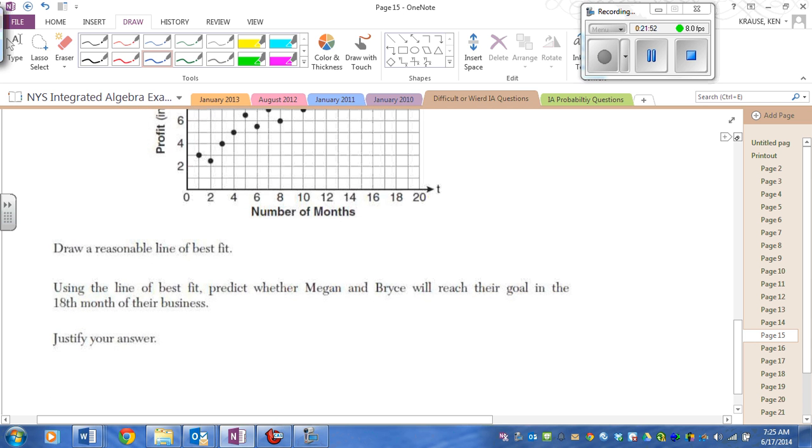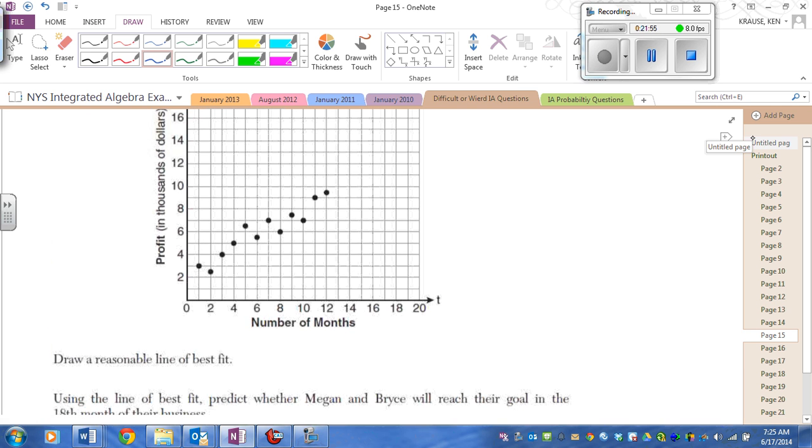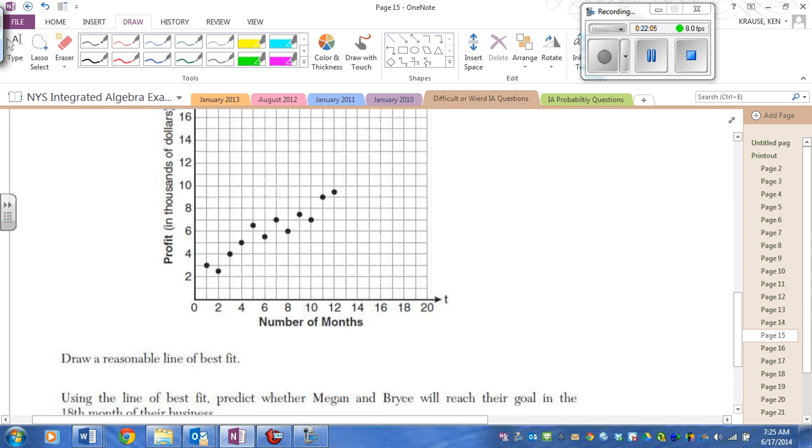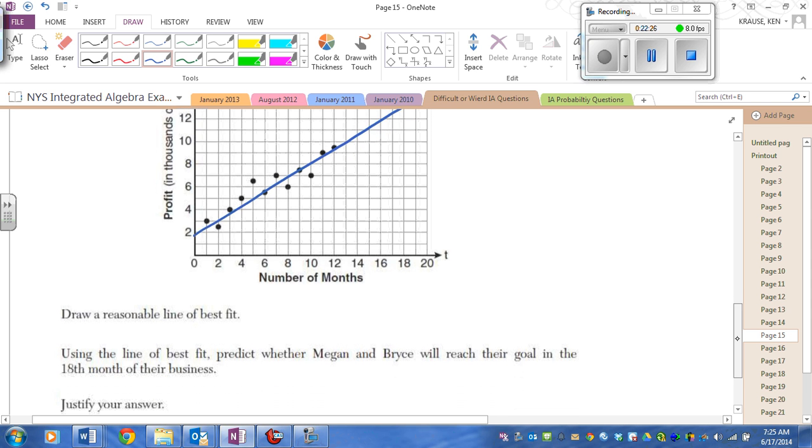A reasonable line of best fit. I'm going to try to use a straight edge. Oh, looks like a pretty good line of best fit. What do you think? So I need the equation of that line. No, I don't need the equation of that. Using the line of best fit, predict whether Megan and Bryce will reach the goal of the 18th month.